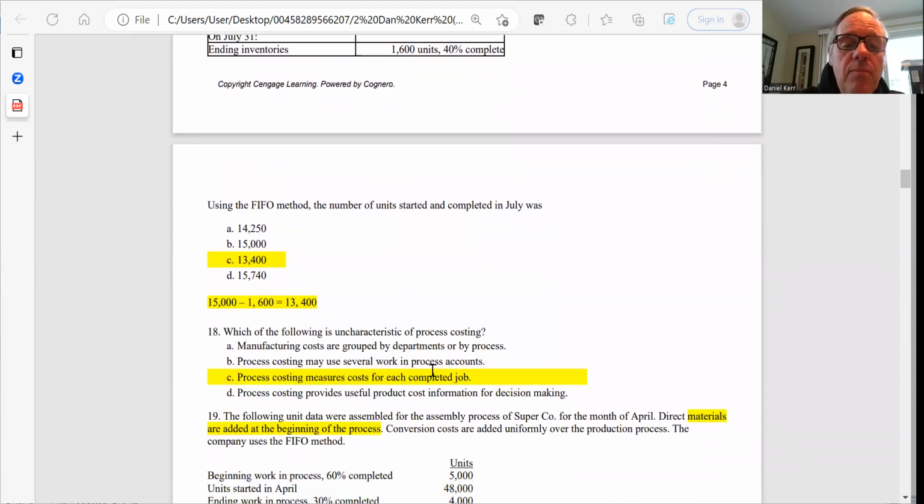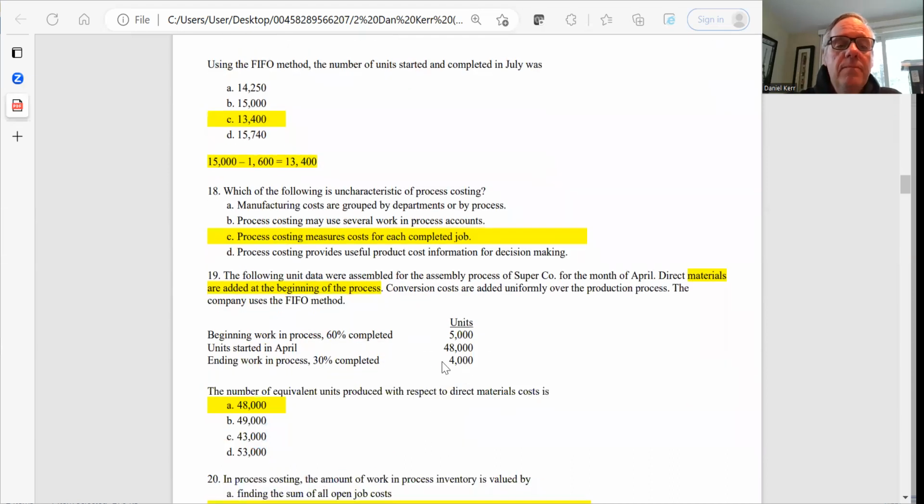Okay. 18. Which of the following is uncharacteristic of process costing? So A is characteristic of process, B is characteristic of process, D is characteristic of process. So the only one that is not characteristic would be C. That would be more applicable to job order costing.